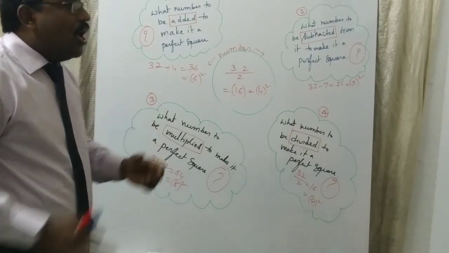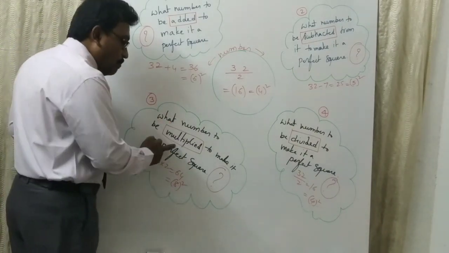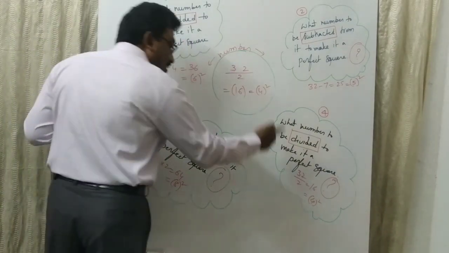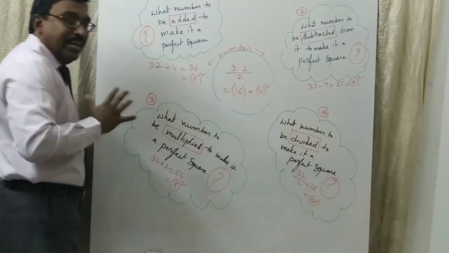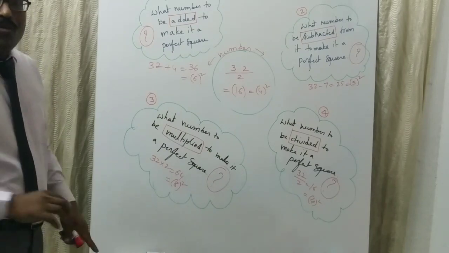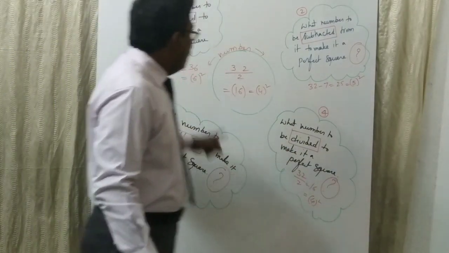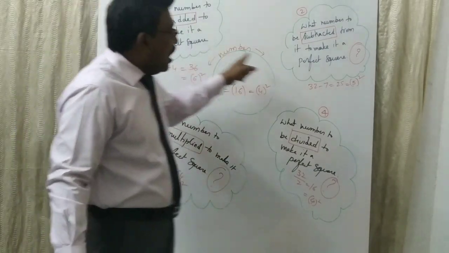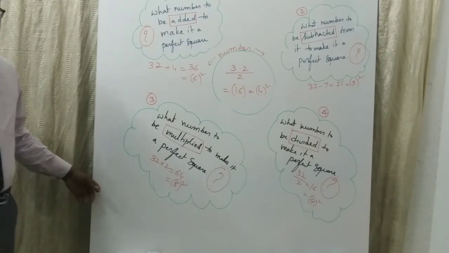Did you understand? Now, in this pattern, first I will go with multiplication. Second is division. Third is addition. Fourth is subtraction. In this order, I will follow. What is my first order? Multiplication. Second, division. Third, addition. And fourth, subtraction. Okay? Get ready.